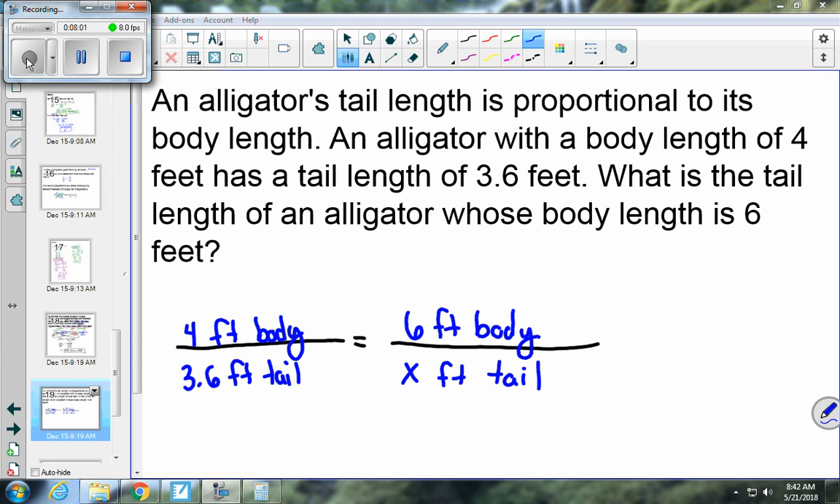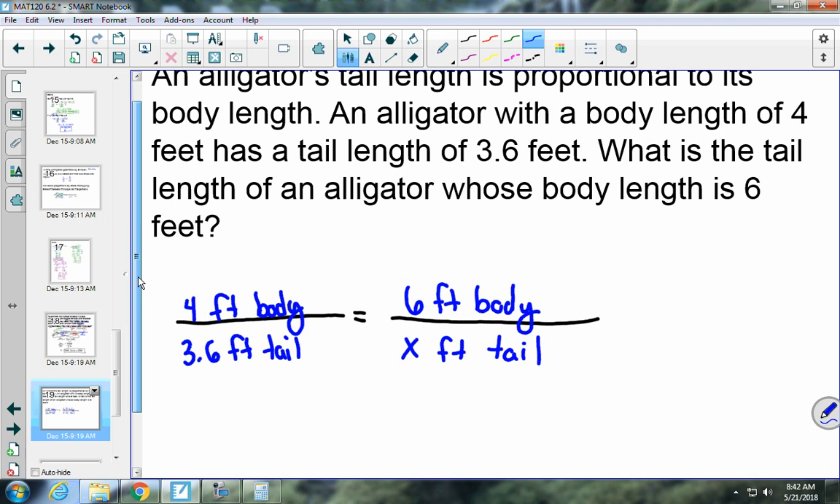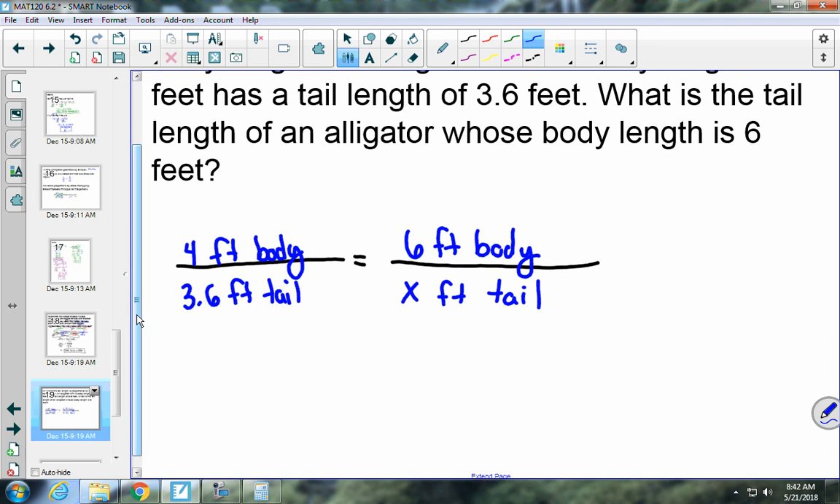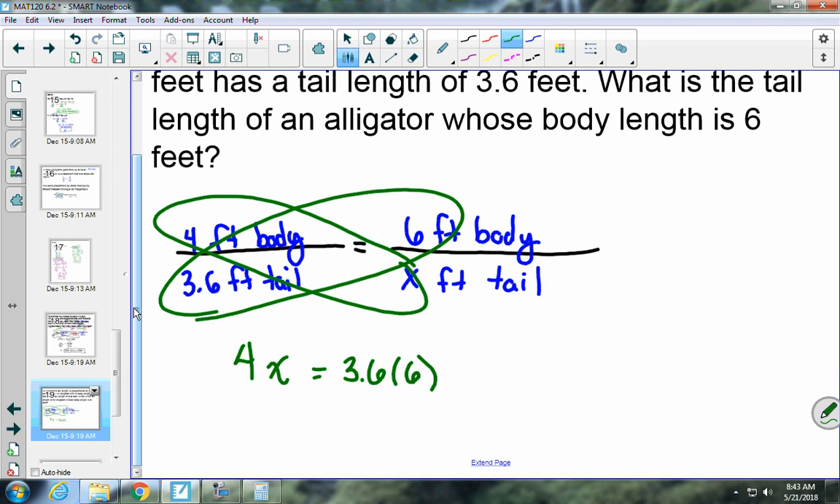When I set the problem up, this is what I got. Now there are multiple ways to set it up. So a good way to double check that we set it up the same way or equivalent ways is to cross multiply. When we multiply, we should have 4x equals 3.6 times 6. Right? Even if you set it up differently and had your body lengths on the bottom or on top of each other, if you ended up with this when we cross multiply, that's perfectly okay.